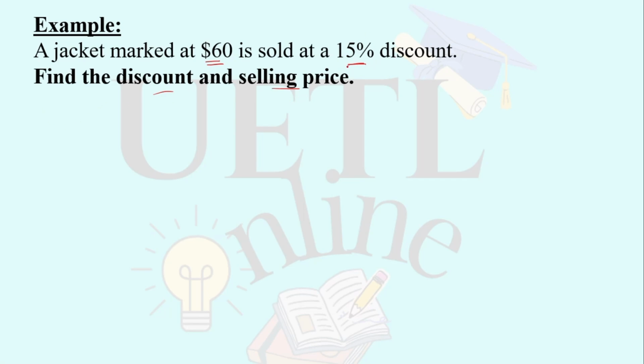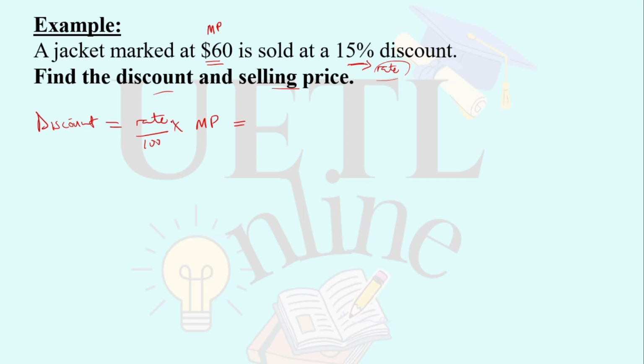Let's say here this is the market price, so let's label it, and here this is our discount. In this case it is in percentage, so we call it the rate. Our duty is to find the discount. I remember I said that if you want to find the discount, we say the rate over 100 multiplied by the market price. This is the way you find the discount.